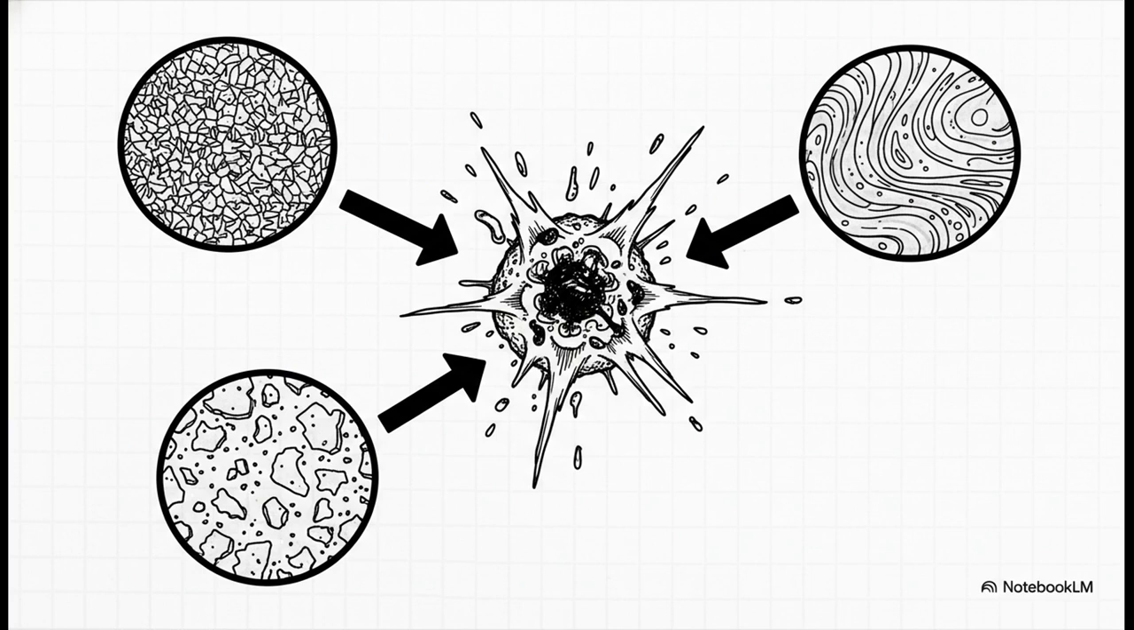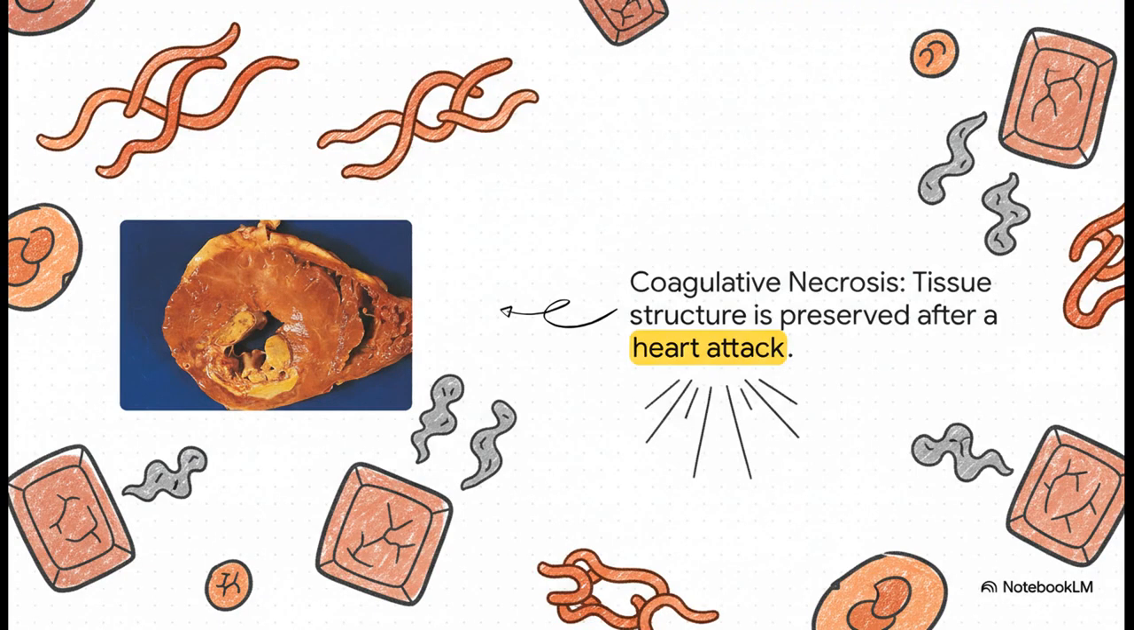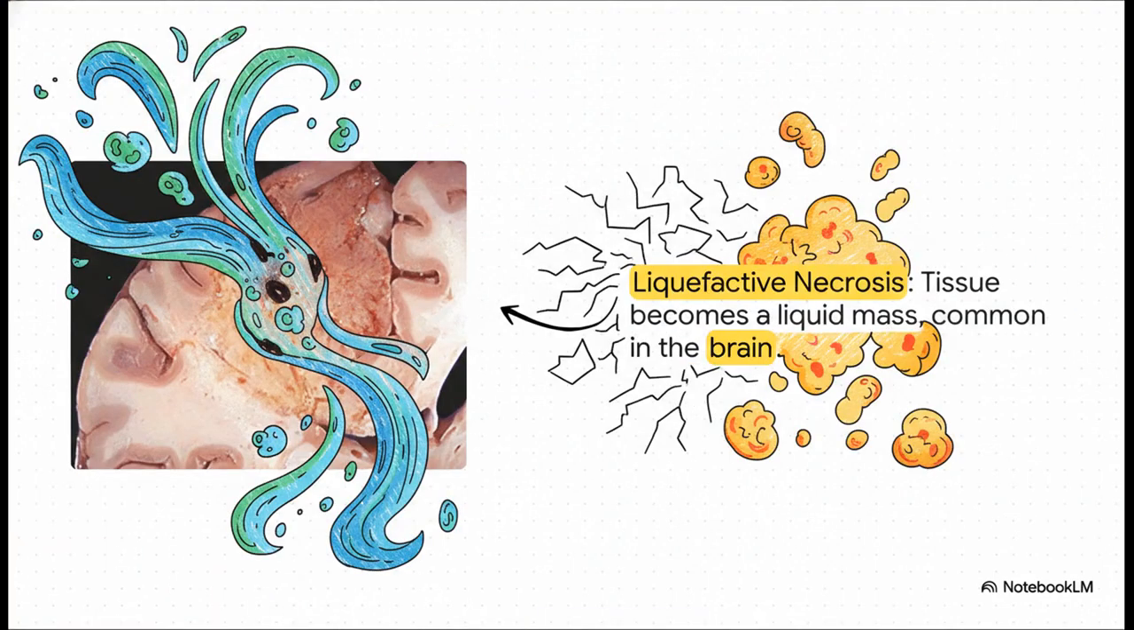What's really fascinating is that it doesn't look the same everywhere in the body. The type of tissue it's happening in completely changes what it looks like. So this is coagulative necrosis. It's what you typically see in solid organs, like the heart after a heart attack. The injury basically cooks the cell's proteins, so even though the cells are dead, the basic ghostly outline of the tissue structure stays visible for a little while. But in the brain, you see something completely different: liquefactive necrosis. Here, the dead cells release enzymes that just digest the tissue, turning the whole area into a thick, liquid goo. It's a pretty stark reminder of how differently our tissues can react to the exact same problem.